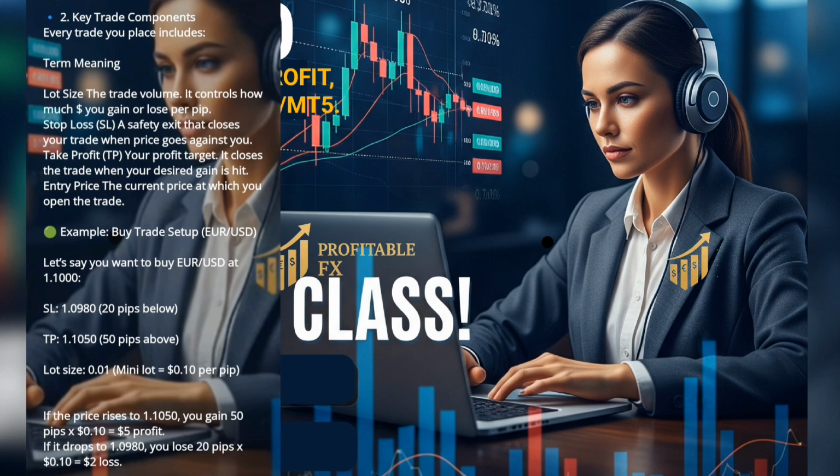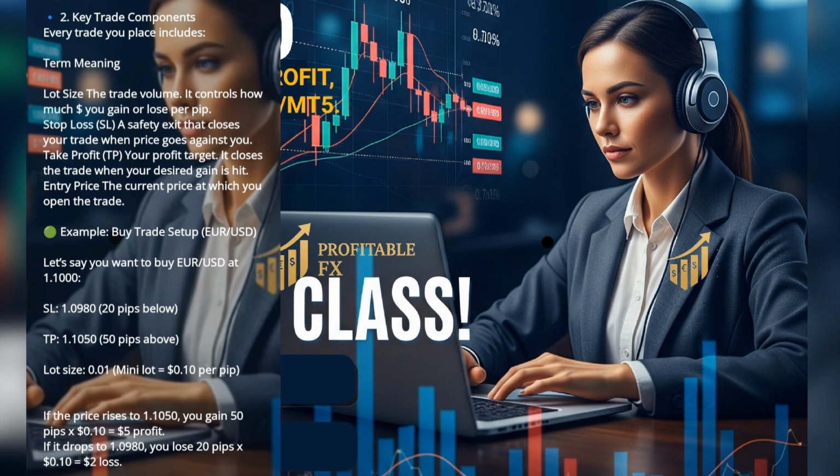TP, 1.1050, 50 pips above. Lot size, 0.01, mini lot equals 10 cents per pip. If the price rises to 1.1050, you gain 50 pips x 10 cents equals $5 profit. If it drops to 1.0980, you lose 20 pips x 10 cents equals $2 loss.